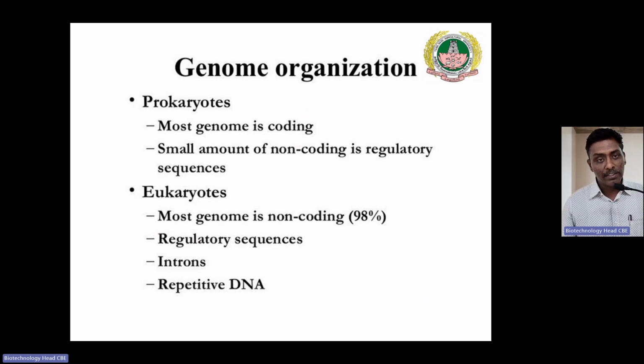Coming to the eukaryotic genome organization, eukaryotic cells mostly have non-coding sequence, around 90%. Eukaryotic genomes also have regulatory sequences. The introns, otherwise called intervening sequences, can be repeated in between the exons. So introns and exons are repeatedly present in the entire eukaryotic chromosome. The final one is the repetitive DNA. Repetitive DNA is the molecule repeatedly present throughout the genome of eukaryotic cells.